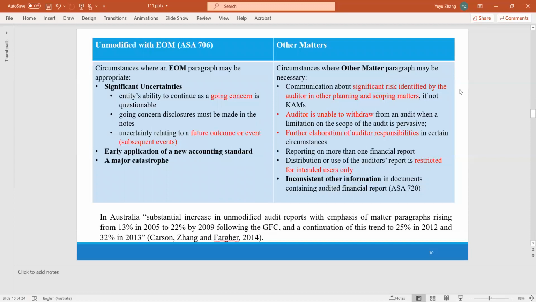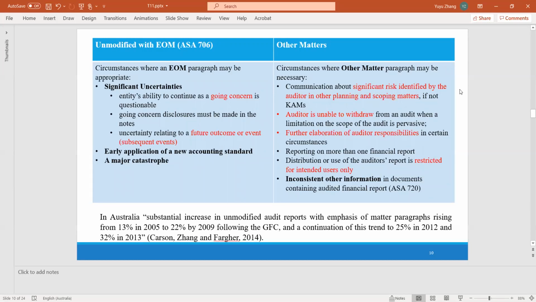As described in ASA 706, there are certain situations that usually attract the emphasis of matter paragraph. For example, if there is a significant uncertainty in terms of the company's going concern status, or uncertainties on the future outcome of events, or if the company has early adoption of the new accounting standards, or if there is a major natural disaster. So those are usually situations that should be considered as the emphasis of matter.